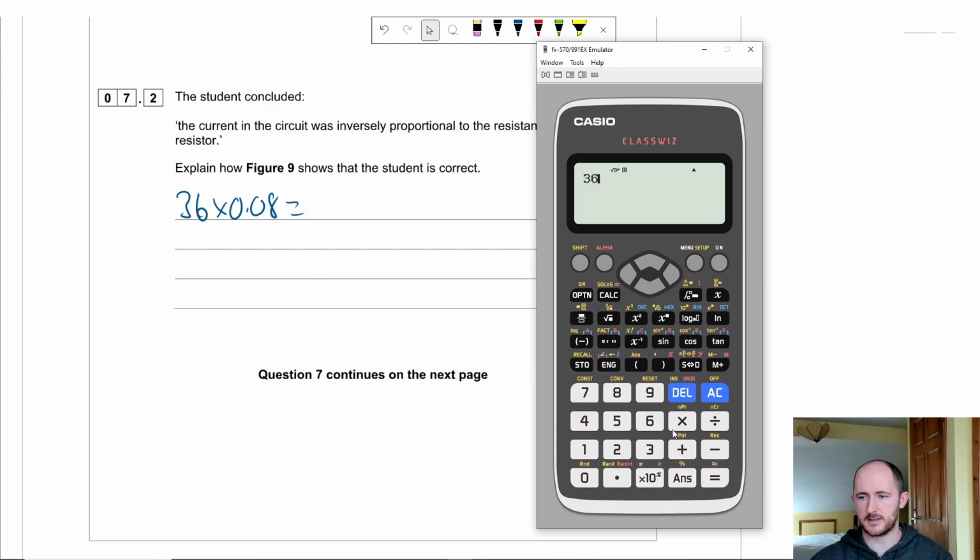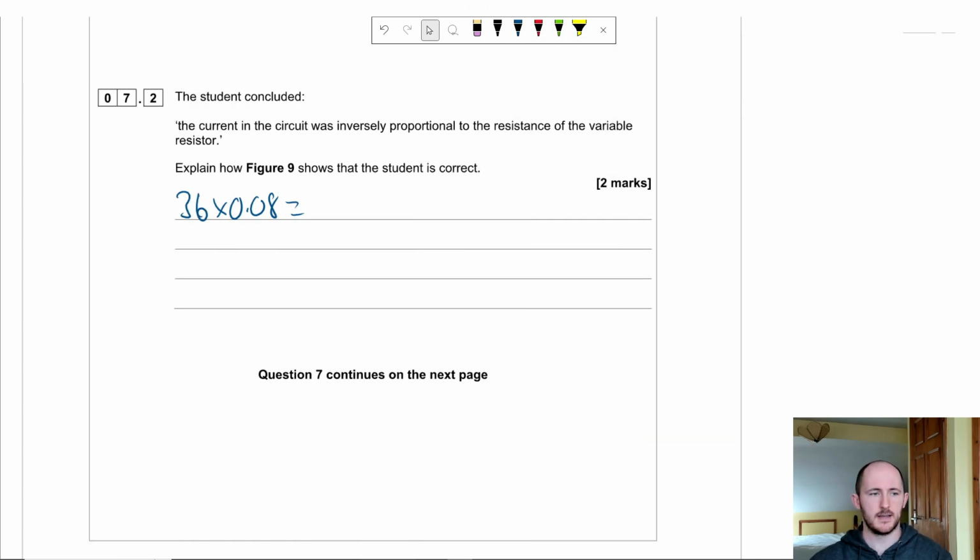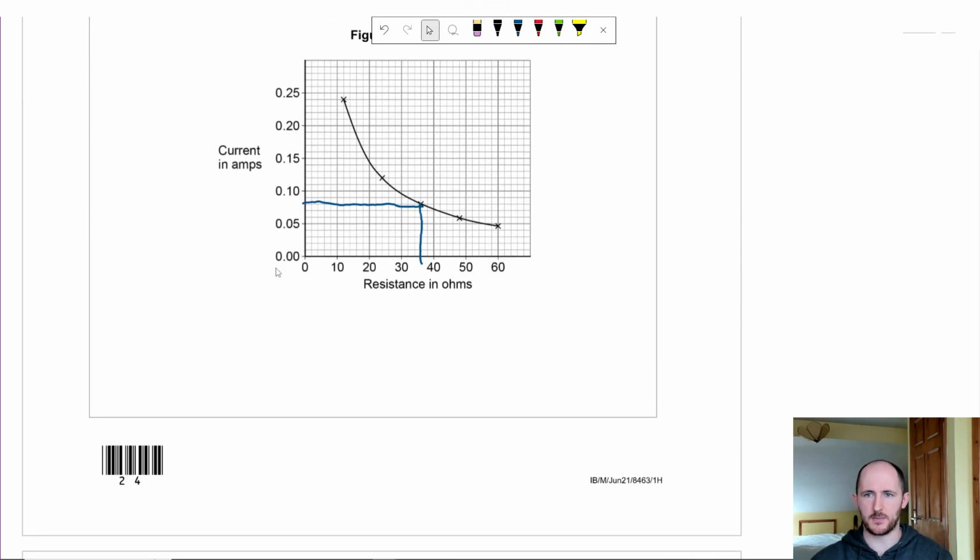Let's see, 36 times 0.08 gives 2.88. Now, if this is actually inversely proportional, then if I halve this number, the other number should double. So in other words, no matter what, if we take a coordinate and multiply them together, they should give me the same value, because any small decrease in one leads to a small increase in the other. So overall, they'll be the exact same. And we have to do this 3 or more times. A little bit annoying, but that is the way it is, right?